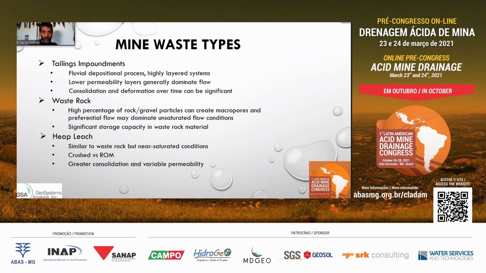start to drain. Waste rock has a high percentage of rock and gravel particles. This creates macropores and preferential flow. So there's also a significant storage capacity in the waste rock material. Typically, when waste rock comes out of the mine pit, it's anywhere from 2 to 5% moisture content. That means that it can absorb a lot more water over time before you actually start to get flow out of the bottom of the dump.